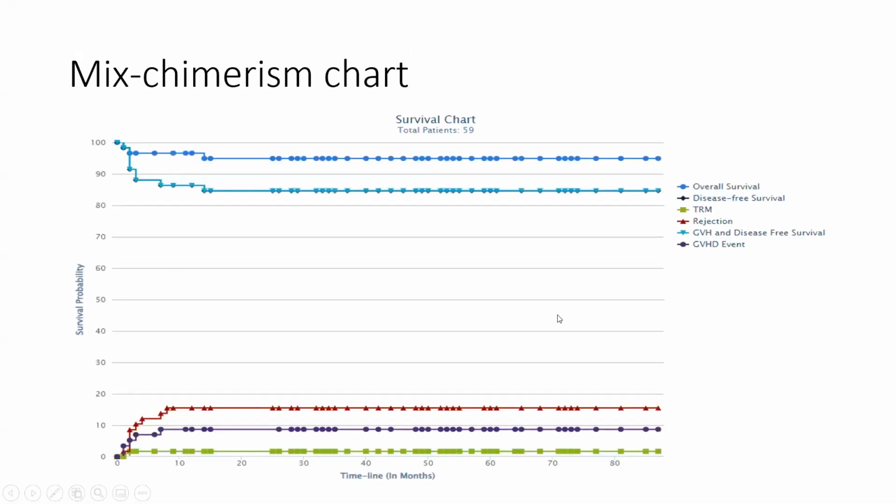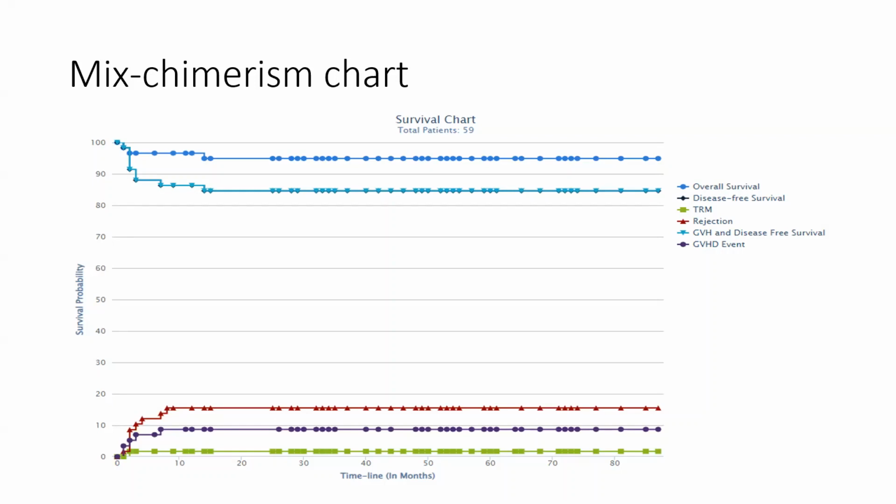Next slide, sir. Here I have put the mixed chimerism. This talks about our center only, for the diseases we are treating: aplastic anemia, Fanconi, severe thalassemia, and sickle cell. Almost 79 patients had mixed chimerism. In that, overall survival was 94.9 percent, and GVHD-free disease-free survival is 84.6.